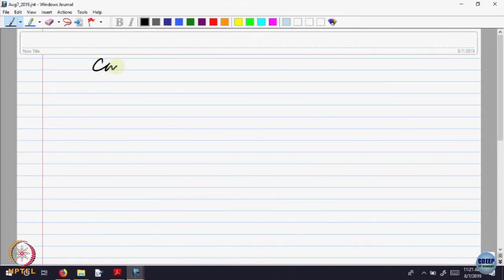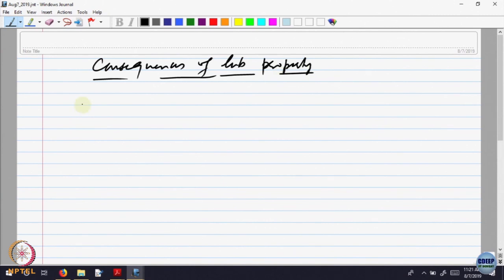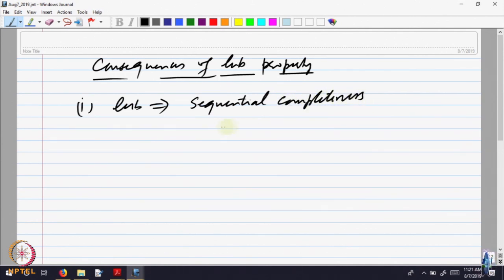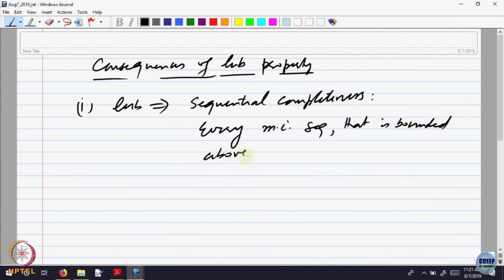Ok. Let us come back to our lecture for today. So, consequences of the LUB property. One consequence we said: LUB implies what we called sequential completeness. That is saying that every monotonically increasing sequence that is bounded above is convergent. So, this is what we had proved last time, ok.